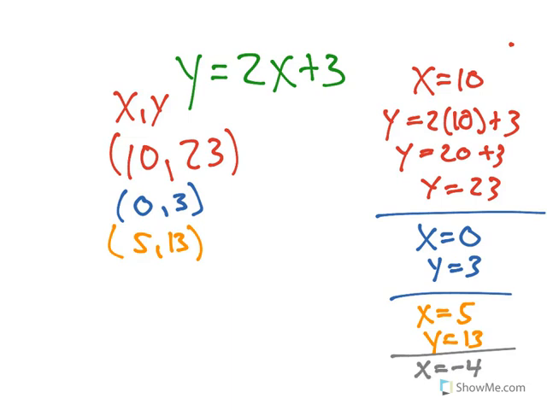Well, if x is negative 4, y is equal to 2 times negative 4 plus 3. So 2 times negative 4 is negative 8, plus 3 is negative 5. So we'd have negative 4, negative 5.